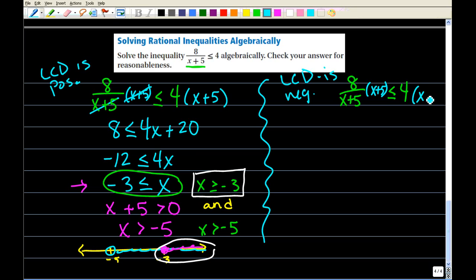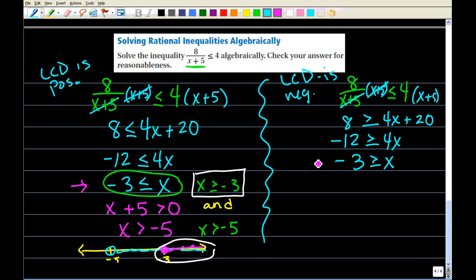remember, when we multiply or divide by a negative number when we're looking at inequalities, we switch the direction of the sign. So these two things will still cancel, and we'll be left with 8, but now it is greater than or equal to 4x plus 20. Subtract the 20, we get negative 12 is greater than or equal to 4x. So divide by 4, and you get negative 3 is greater than or equal to x.